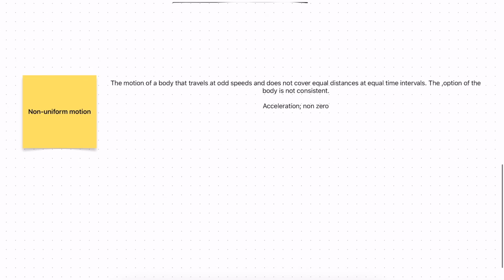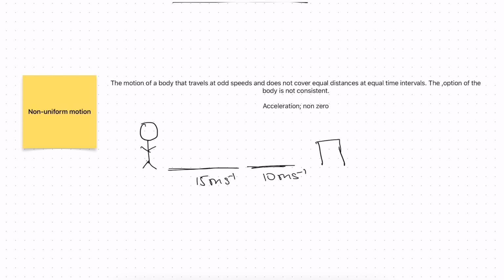Now, if we look at non-uniform motion, the same person decides to walk this much distance at 15 meters per second. And then they say, okay, I'll walk at 10 meters per second for this much distance. And then they get to the house. We can clearly see that there's a negative acceleration here, which means the speed has decreased. So the acceleration is non-zero, and the body has not covered equal distances in equal periods of time. So this means that it'll cover a certain distance in this much time and a certain distance in this much time, which makes this motion non-uniform.